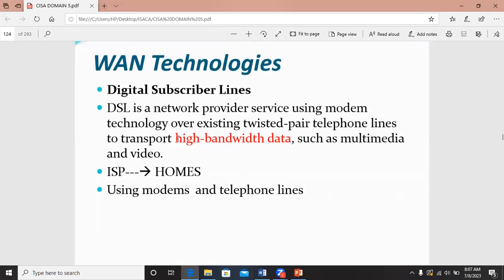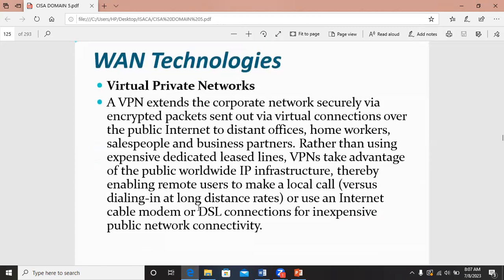Digital subscriber line is another wide area technology, which is used to send internet directly to homes. I'm already seeing that technology being deployed in Abuja in some estates now. So you have high bandwidth internet directly from the internet service provider to the homes of individuals. Then of course you have VPN, which we are all familiar with, especially when they ban Twitter.